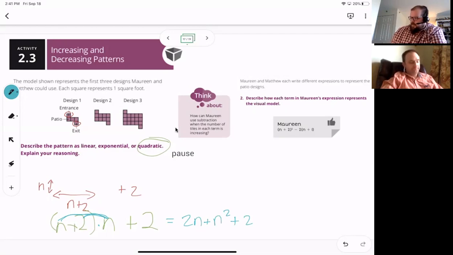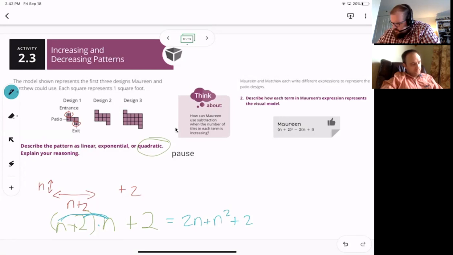I like it. And can I add any of these terms together, like 2n and n squared? They're both n's. They are both n's, but they are not like terms because they do not have the same exponent. That is an excellent question, Mr. Carlson. Cool. All right. And then we've got Maureen and Matthew. Maureen's expression looks different than ours does.